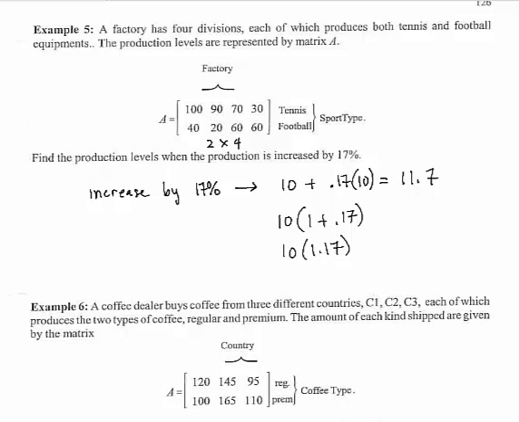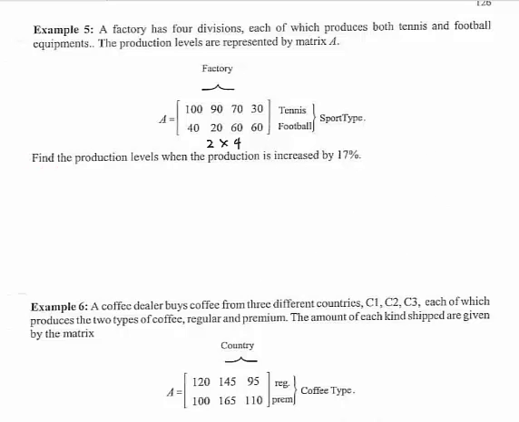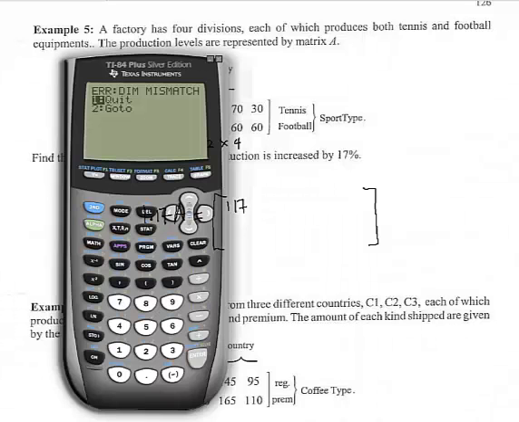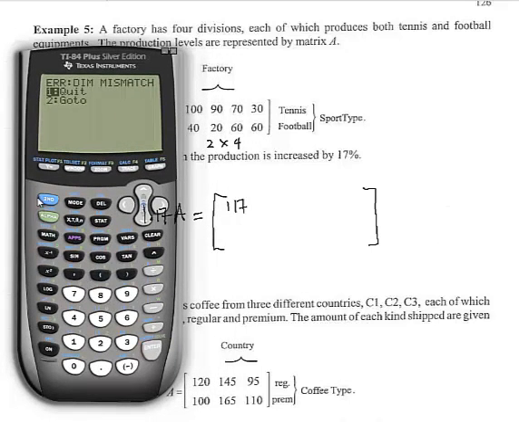So, what we're going to do here is take matrix A and multiply it by 1.17. And these are the production numbers. And so I have to run through here and multiply all of them by that. Okay. Well, 100 is just going to be increased by 17. But then we get to 90 and 70 and 30, and that's why they make calculators. Okay. Second, quit, clear. Alright.